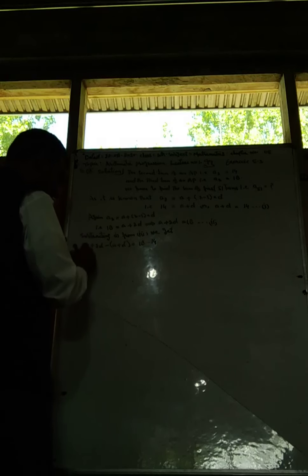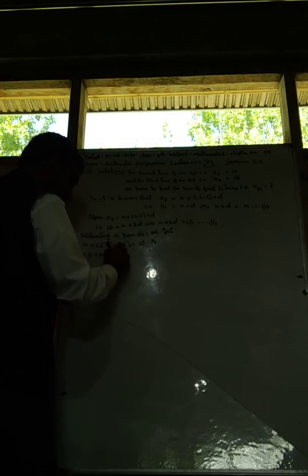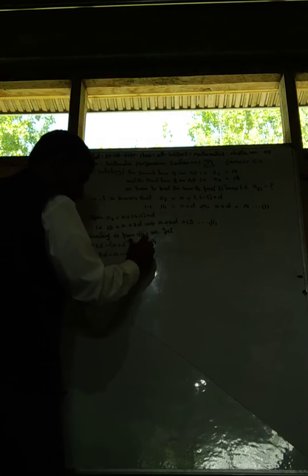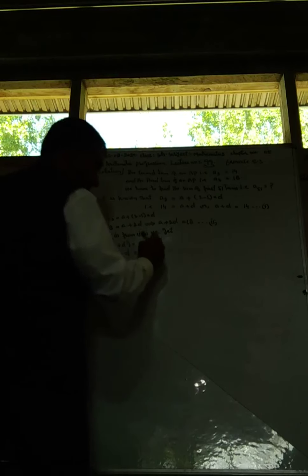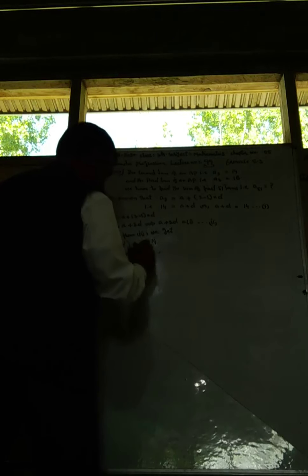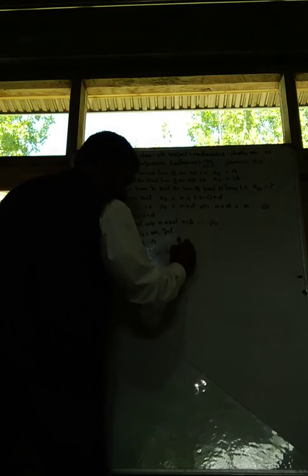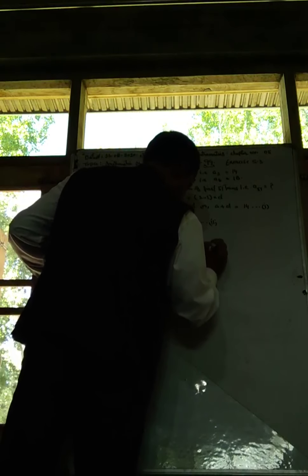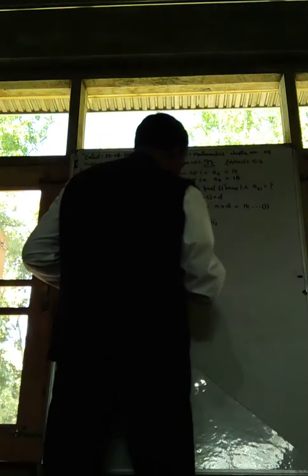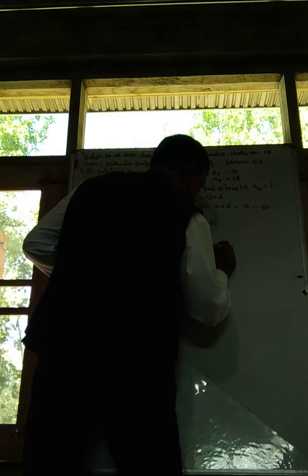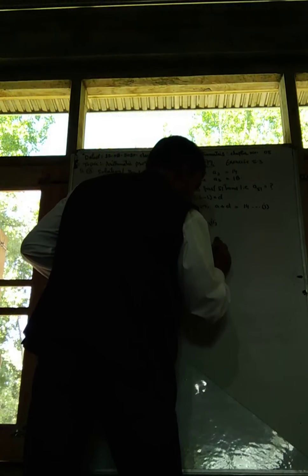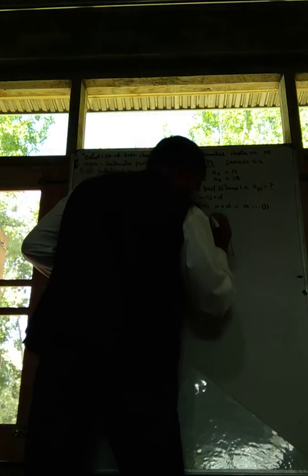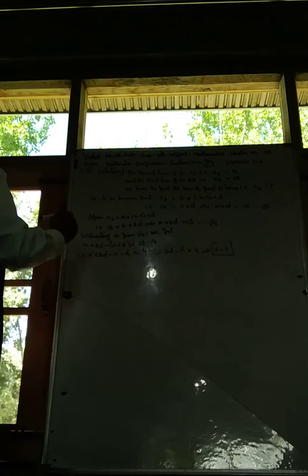That is A plus 2D minus A minus D is equal to 4. Plus A minus A cancel. We can say 2D minus D is equal to 4. Implies 2D minus D, D is equal to 4. The value of D is equal to 4. That means the common difference is equal to 4.